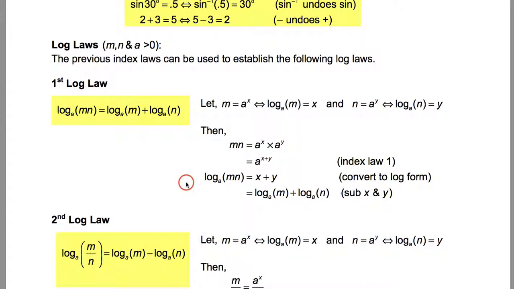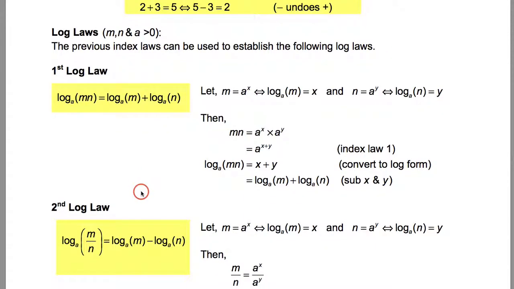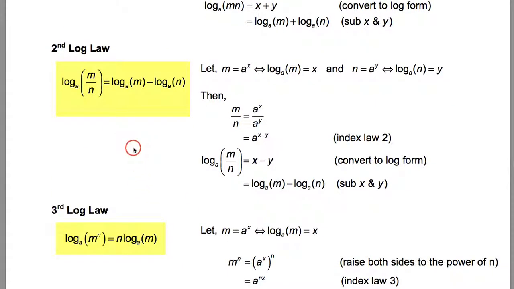We have various log laws, like we had index laws, and these log laws are based on and proven with index laws. I won't go through the proofs, but I will state our log laws. Log base a of m times n is equivalent to log base a of m plus log base a of n. The second log law, log base a of m divided by n is equivalent to log base a of m minus log base a of n.